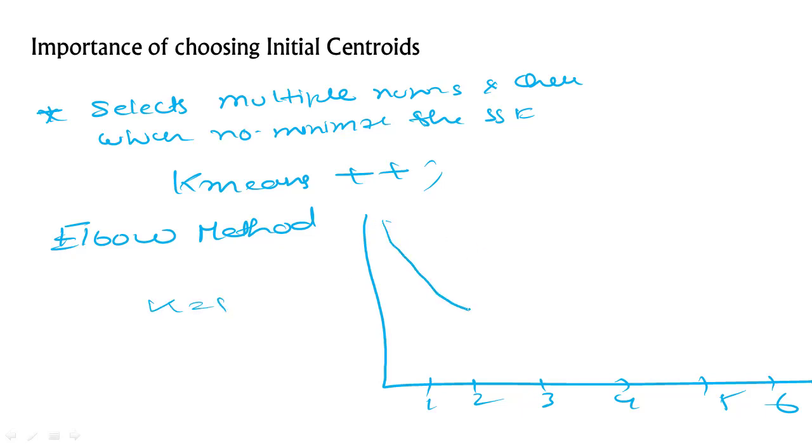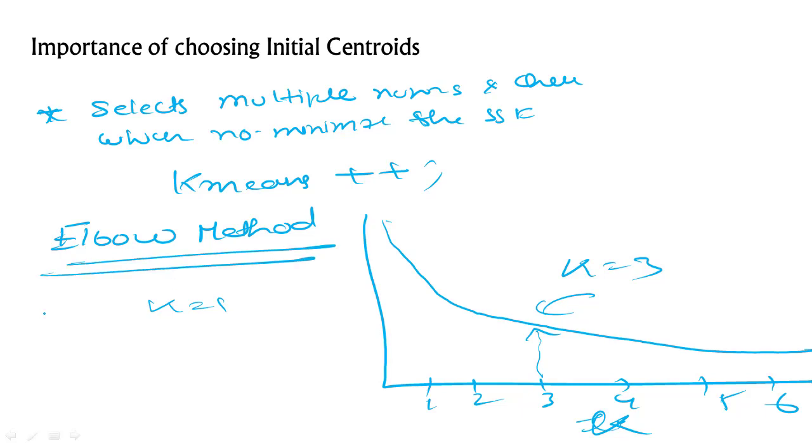If you take K equal to 2, your error goes down like an elbow. Here you can see the elbow turns at 3, so you select this elbow, K equal to 3. This axis is the number of K, and this is your loss, the SSE, which is decreasing. That's how we use the elbow method.